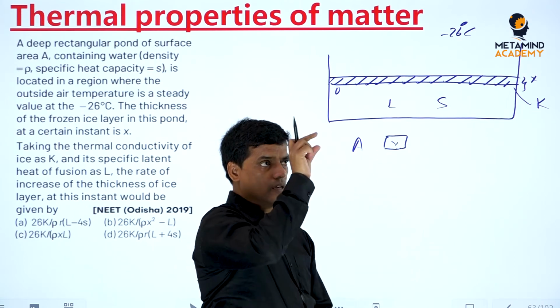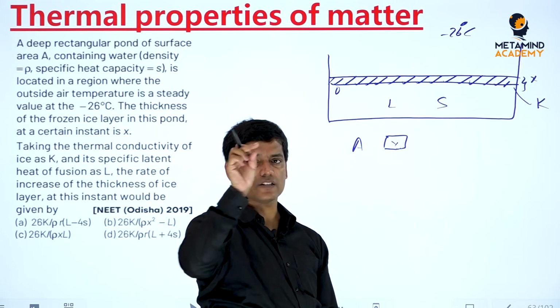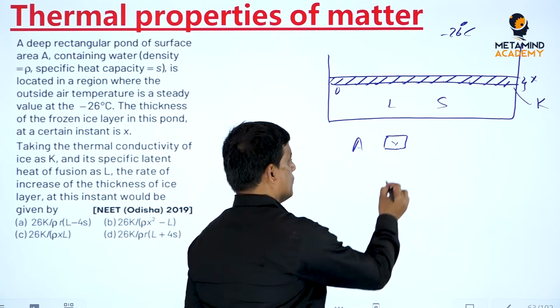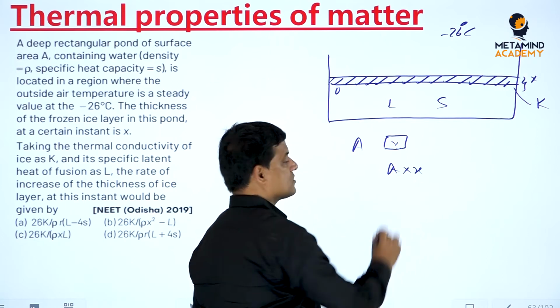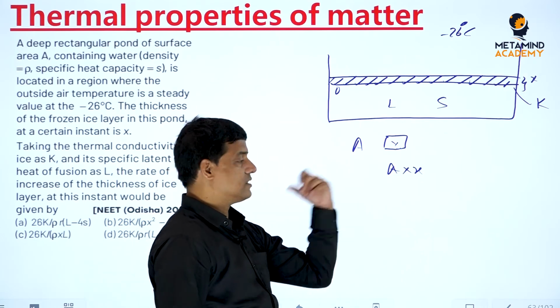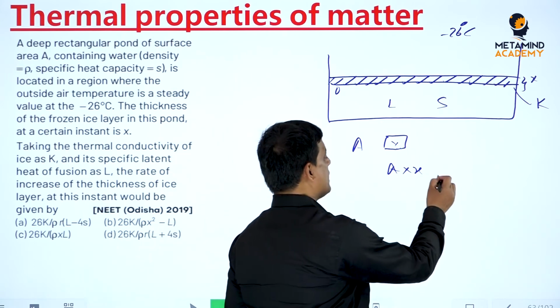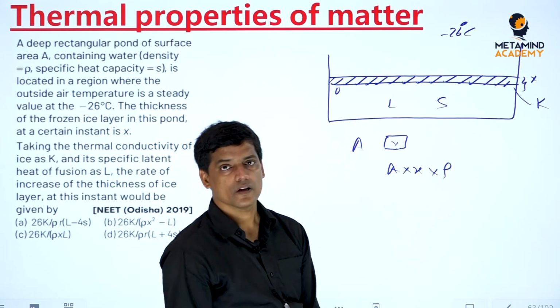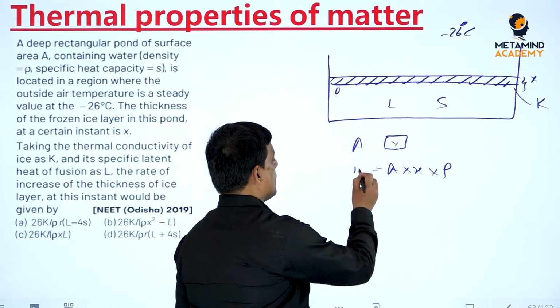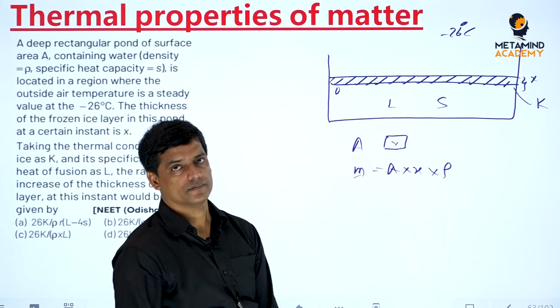So, it means you have got an area A and thickness x. So, what is the volume of ice? Volume of ice will be A into x, right? This is the volume of ice and how much is the mass of that ice? A into x into rho. So, this will be the mass of ice, right.